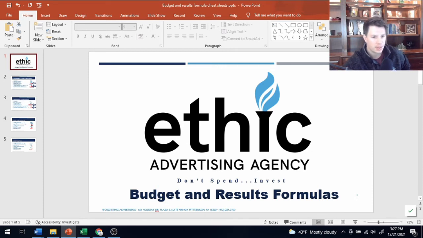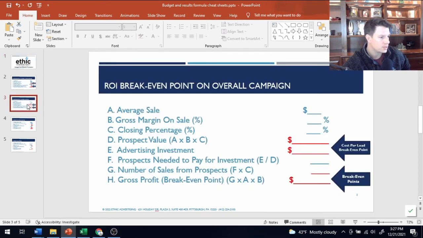I'm going to jump around on the left-hand side to go to a blank sheet. In this document, which I'm happy to share, I already have examples, but I'm going to take you through these step by step, and if you do want these, just let us know and we'll send them over to you. But there's a couple of pieces of information that as a business, in my opinion, you should know and can provide to start this whole formula process. And those are average sale, gross margin on sale, and closing percentage.